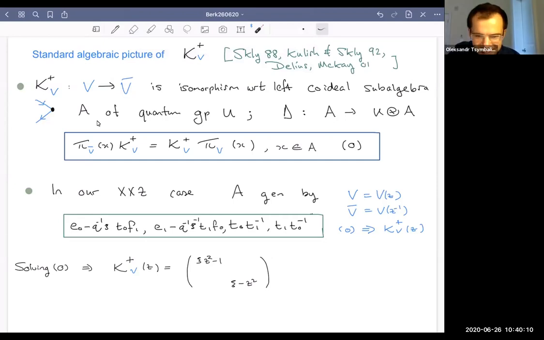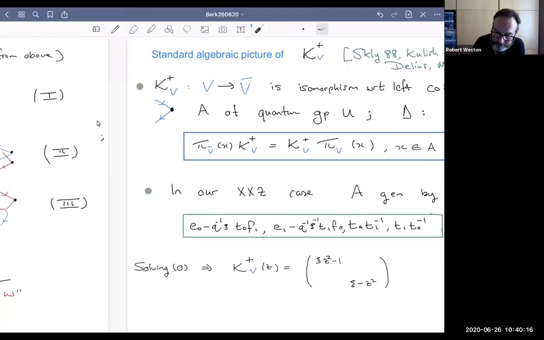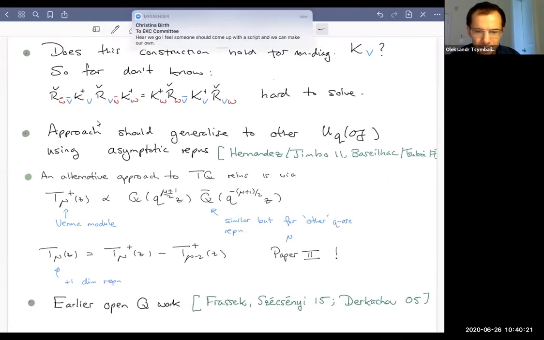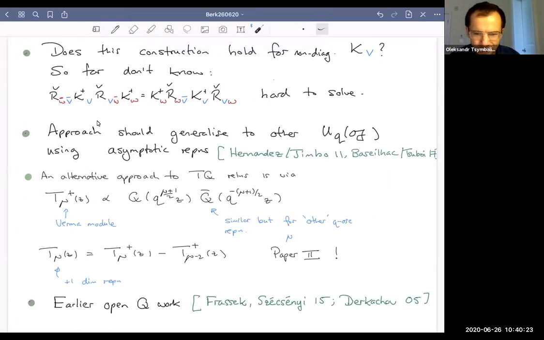Just maybe it's related to new Greenfield realization. And another question, can you please go back to the last slide? Before the last slide of the talk. So I kind of lost the track. When you say this T mu is proportional to Q times Q bar, does it mean that on the left-hand side you have a non-degenerate solution, while on the right-hand side you have more degenerate solutions of the RTT relation, something like that?